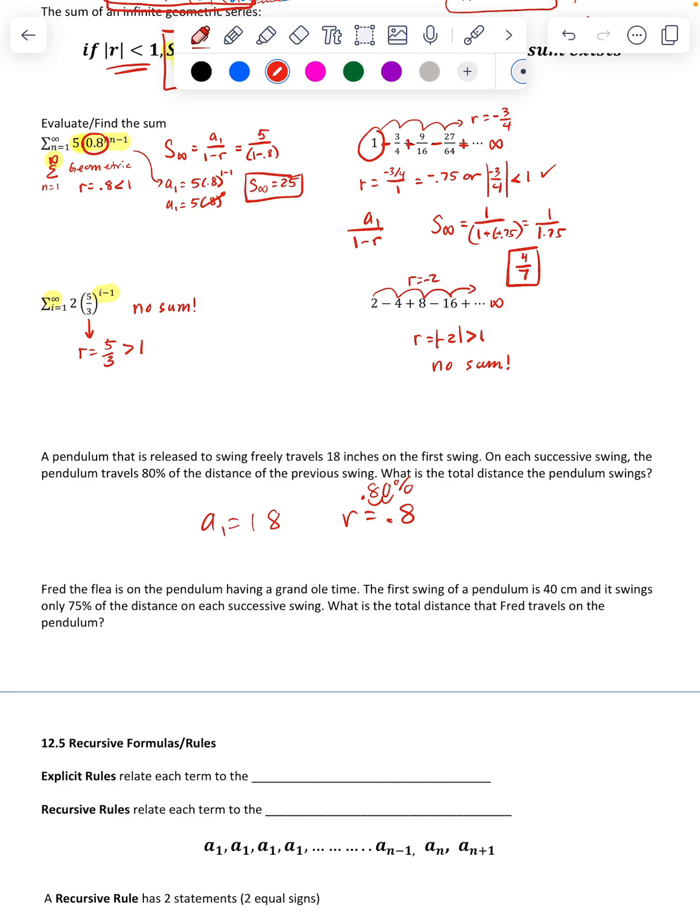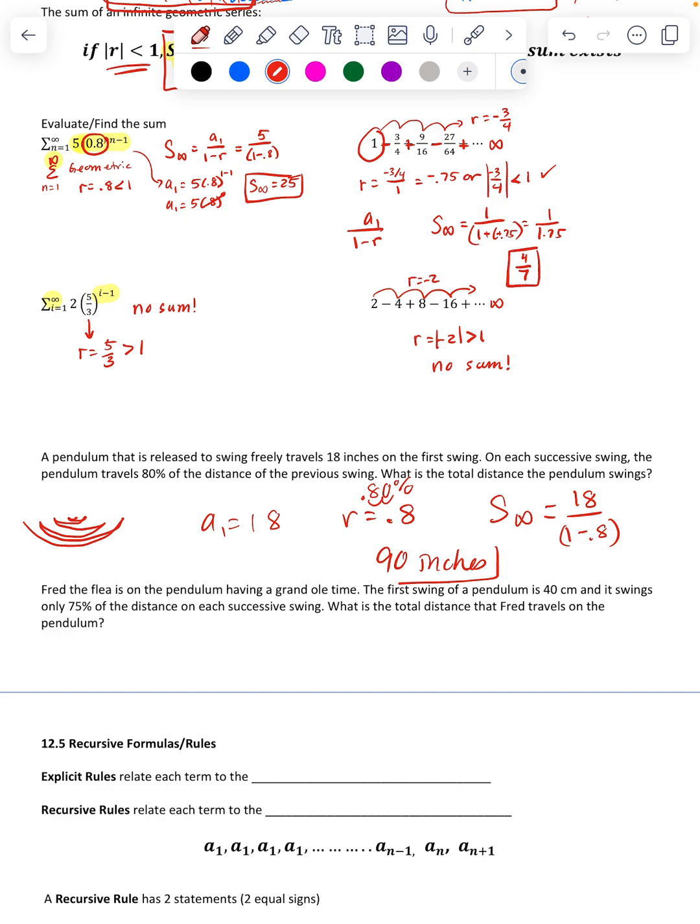That's what percent means. So it's saying the pendulum swings and then it comes back at only 80%, and then it comes back 80%, and so on. So it slows down. So it's asking you, what is the total distance that it swings? Well, it swings technically forever. So I need the first term, which they gave me, over 1 minus the R, which they also gave me. And so when you do that on your calculator, it swings back and forth a total of 90 inches.